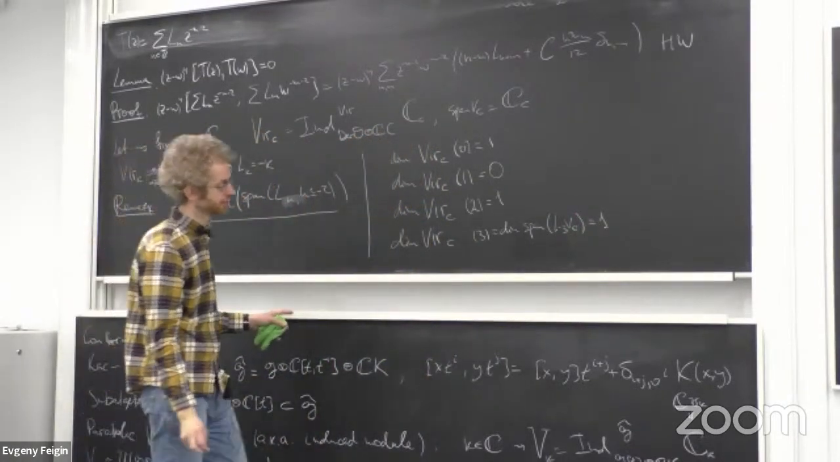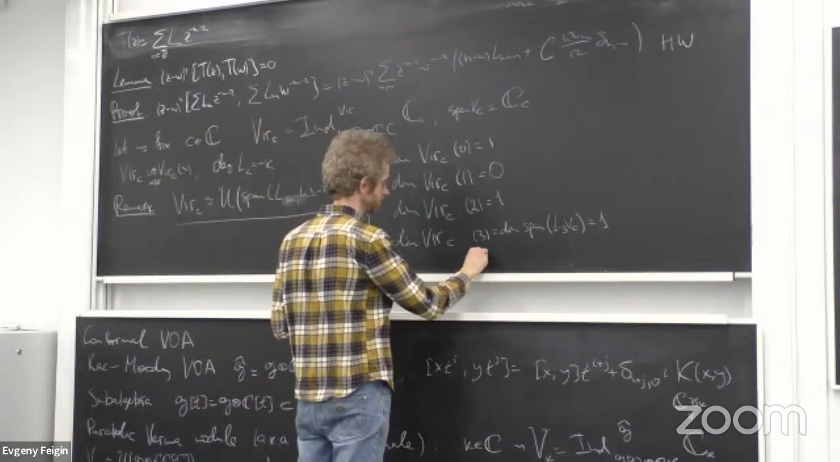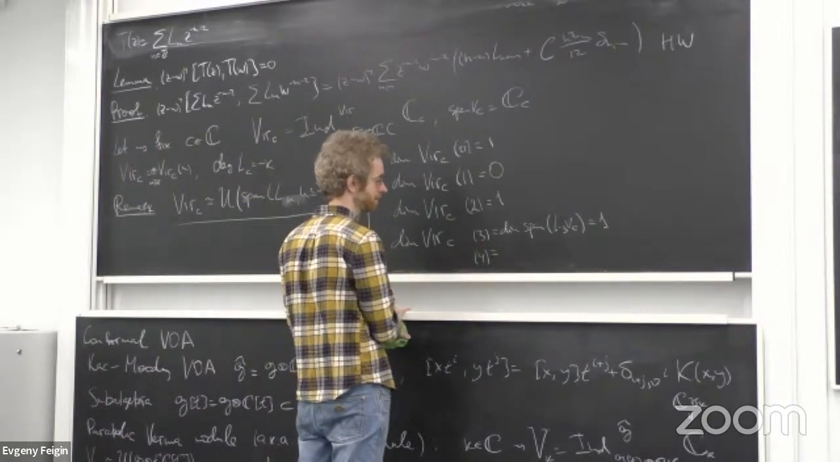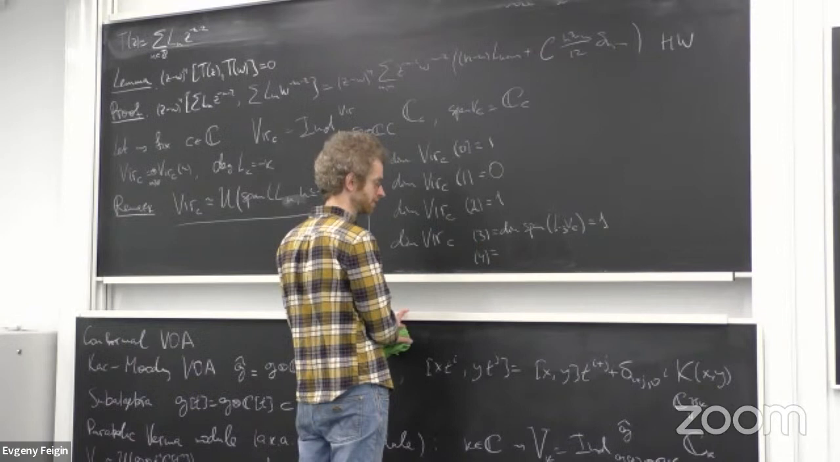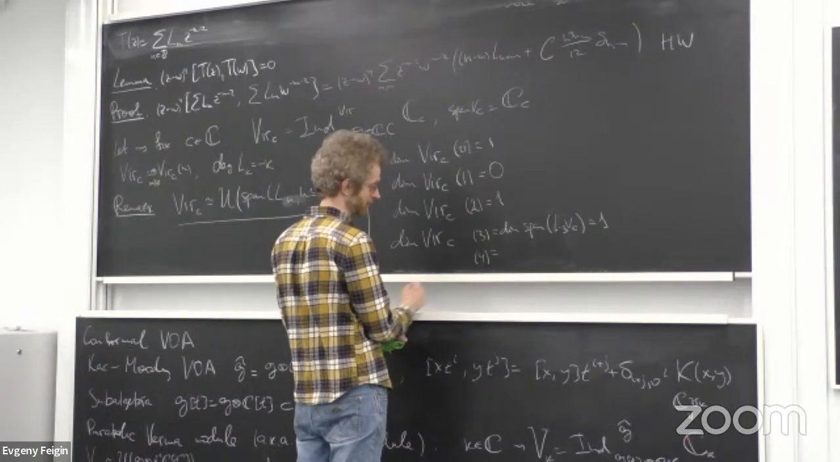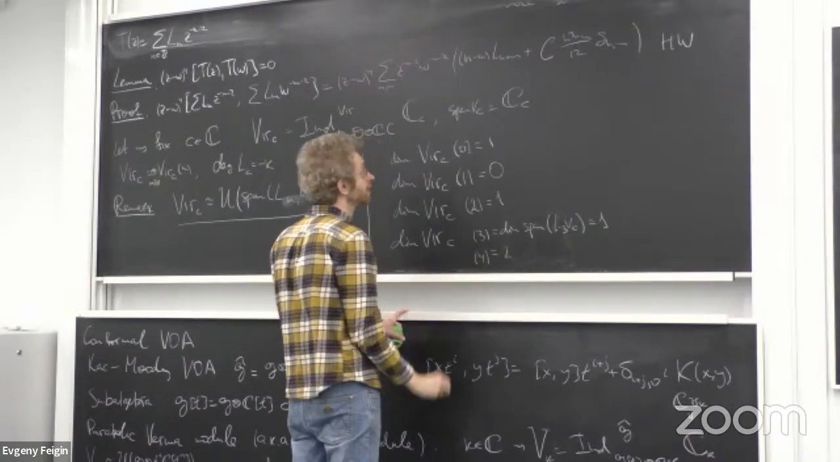But if we go further, the dimension would grow. For example, here we have L minus 4 or L minus 2 squared. Yes, so this is already 2. And so on.